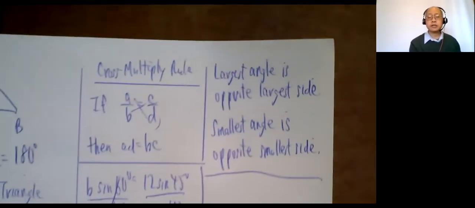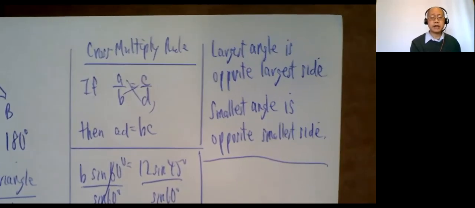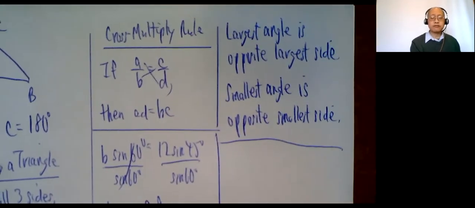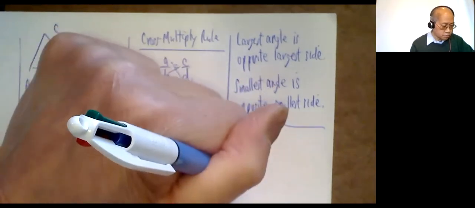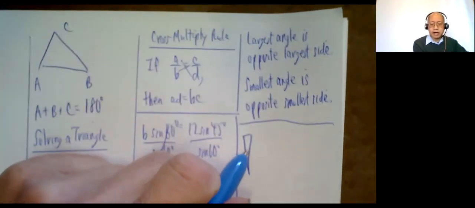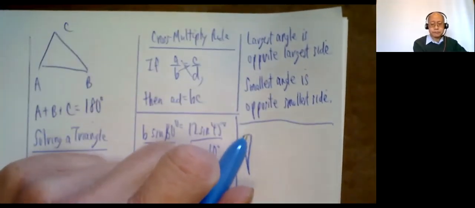The largest angle is opposite the largest side, and the smallest angle is opposite the smallest side. This becomes evident if I do real extreme examples. Suppose I have a triangle like this, really scrunched in. Can you see this is a very small angle, and that's a very small side?